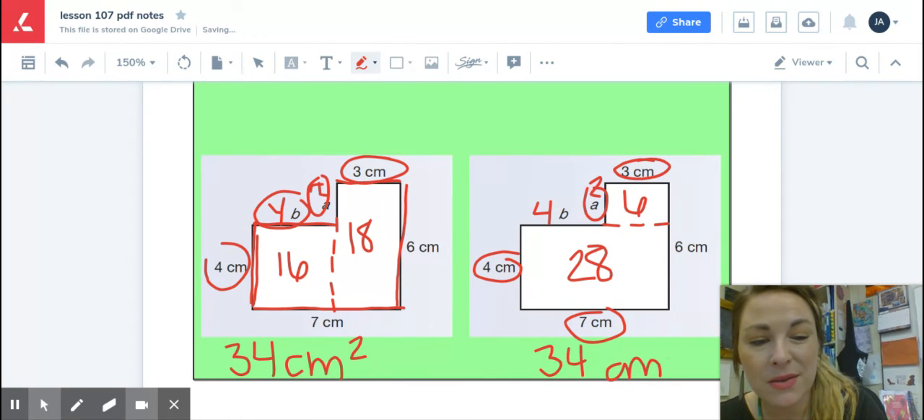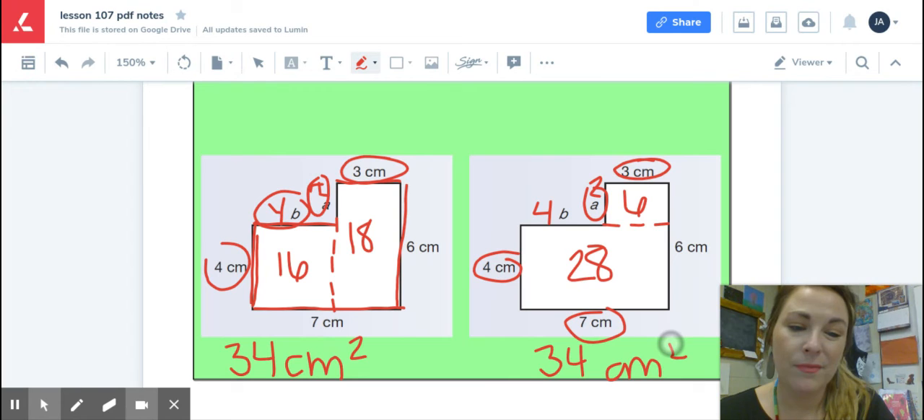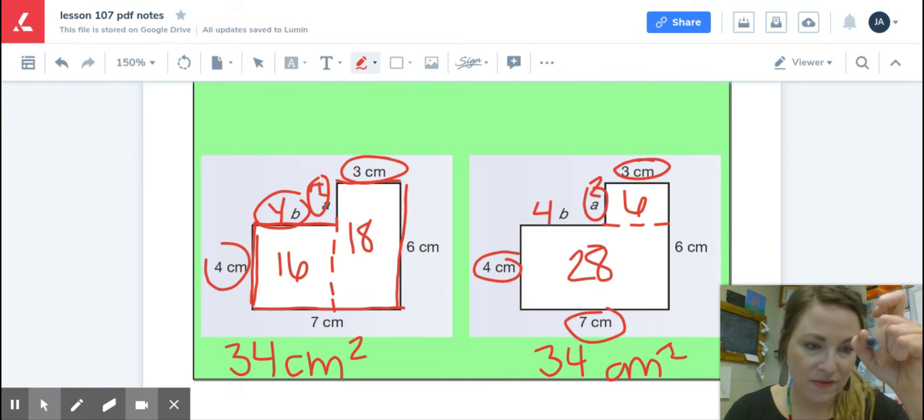34 centimeters squared. Ugh, those darn 2's are really hard with this thing.